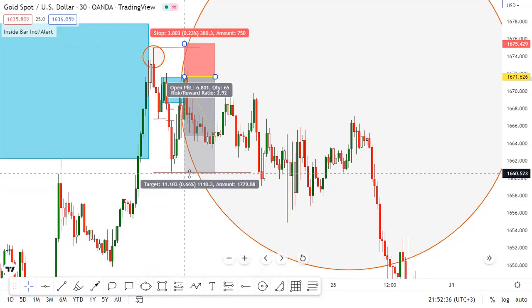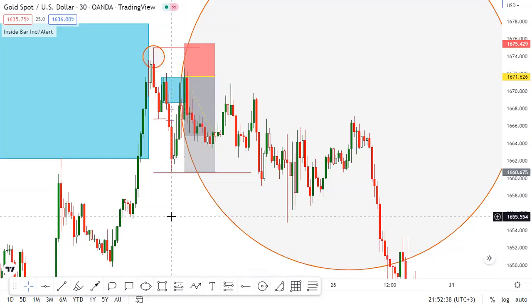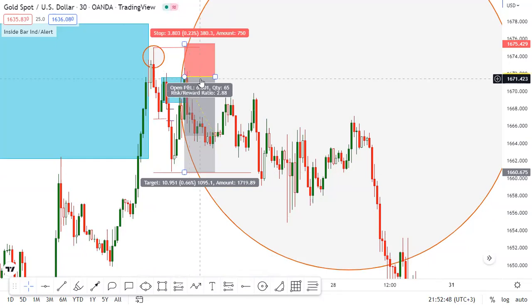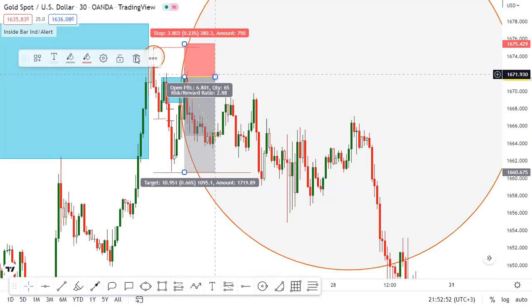As you get more experience, you know the behavior of this pair, because each pair has its different behavior. So now you see we have the first entry here. That's our first entry, but also you can find another entry.